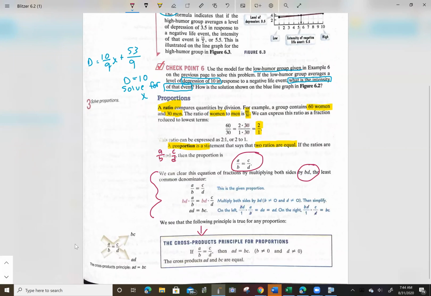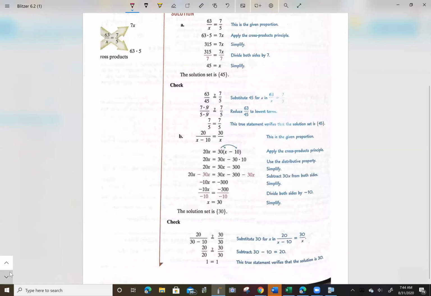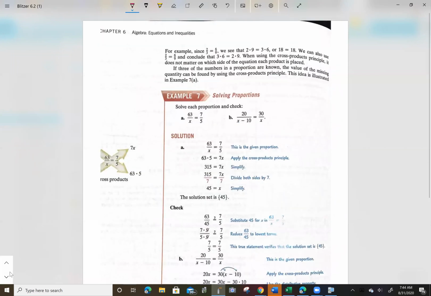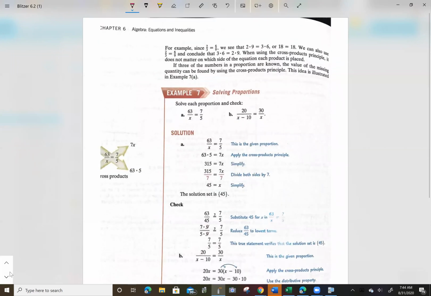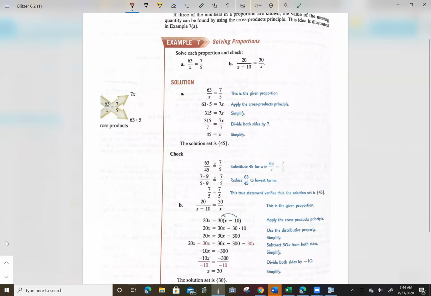I just noticed something in the corner of your book. It has the cross multiplication here. I see people who like this both ways. I think cross multiplying is probably the easiest to remember. So let's go through these examples here.